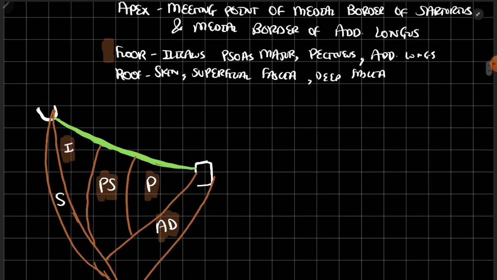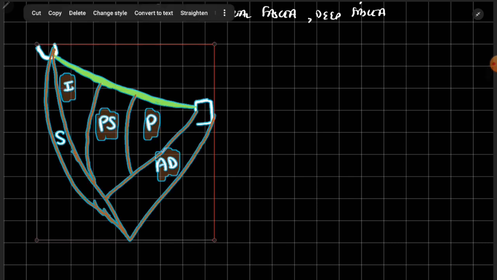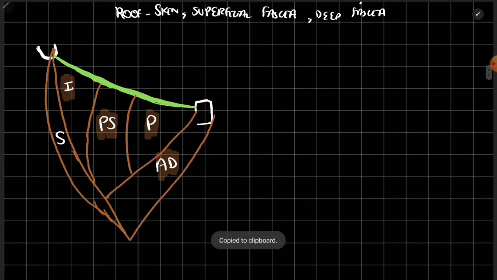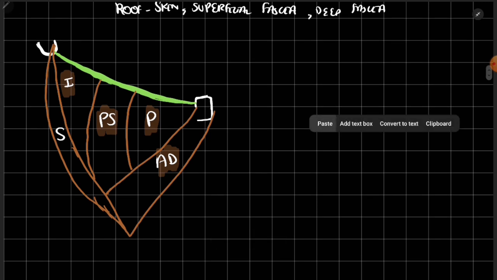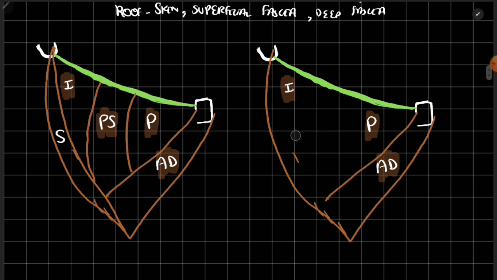Then the roof. The roof is already described: the skin, superficial fascia, the deep fascia, no need to describe. Okay, now we will draw the contents of the femoral triangle.